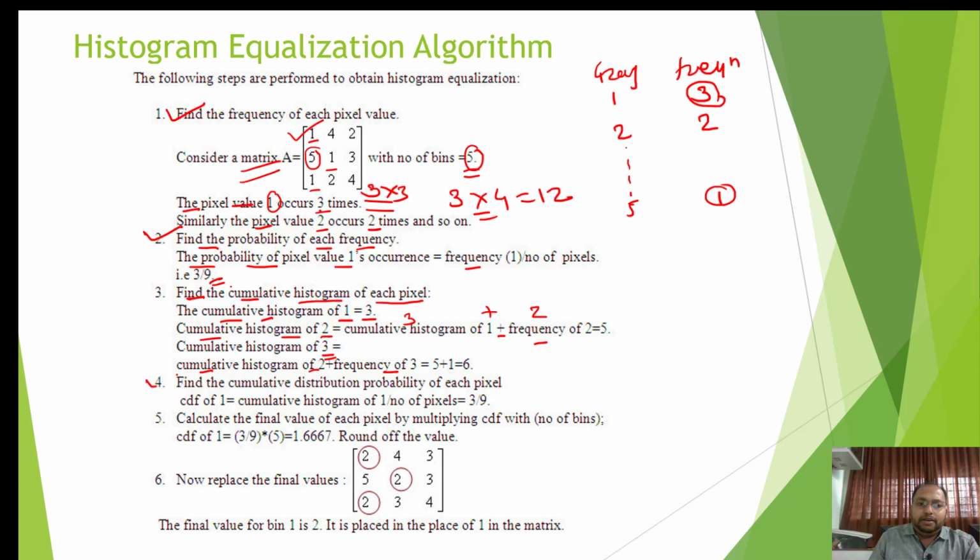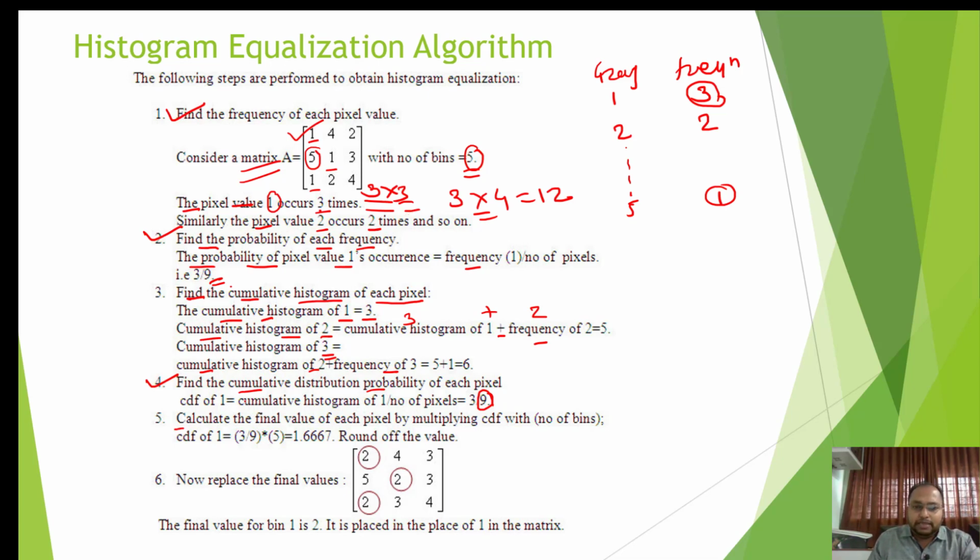Then find the cumulative distribution probability. Now that we have the cumulative histogram, we find their probability of occurrence. That means we simply divide the values we have got by 9 in this case. In our previous example it was 12 because we were considering 12 pixels, and here we consider 9 pixels. That is the only change. Are you getting it? Fine.